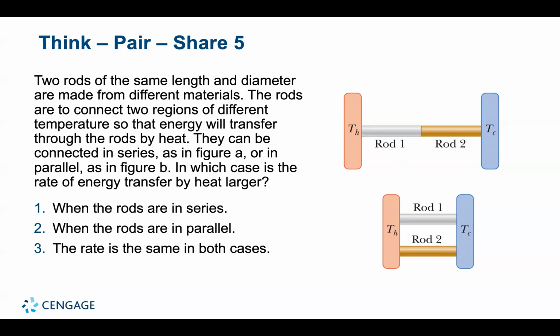So the rate of energy transfer by conduction through a rod is proportional to the difference in the temperature at the ends of the rod. When the rods are in parallel, each rod experiences a full difference in the temperature of the two regions. If the rods are connected in series, neither rod will experience a full temperature difference between the two regions, and hence neither will conduct energy as rapidly as it did with a parallel connection. There's more surface area for these to conduct heat, and so that might be another perspective for you to be thinking about.